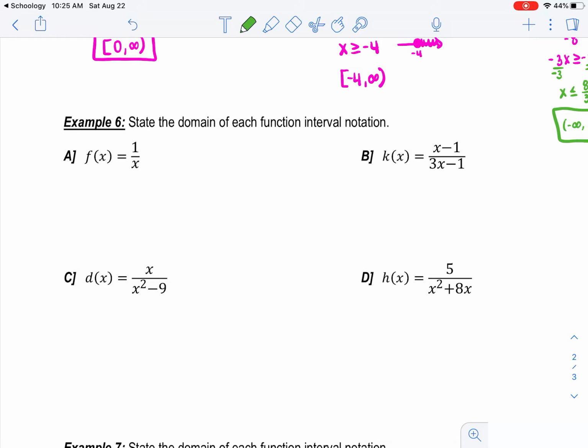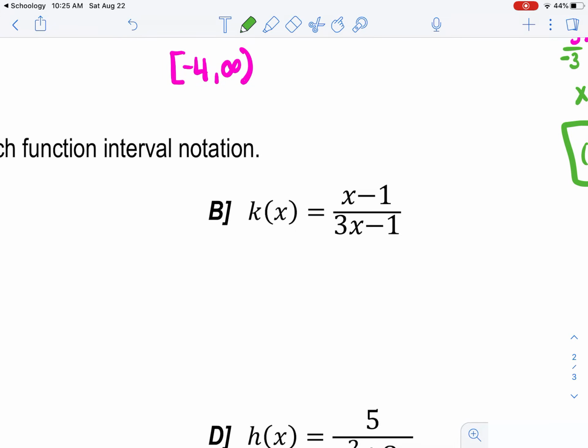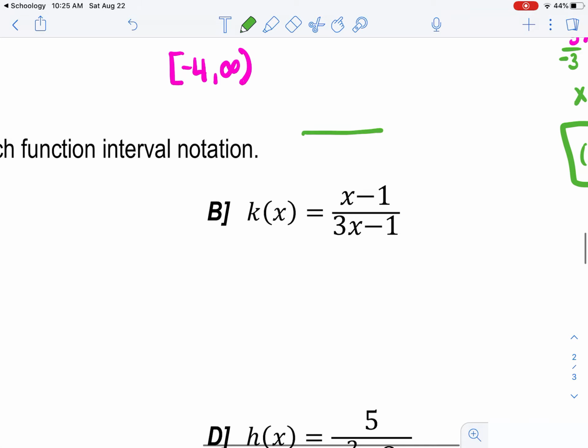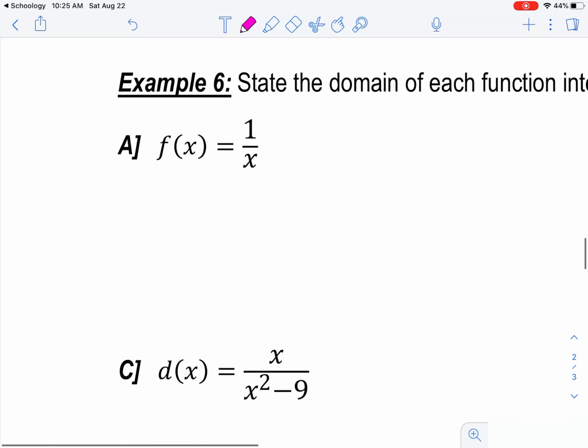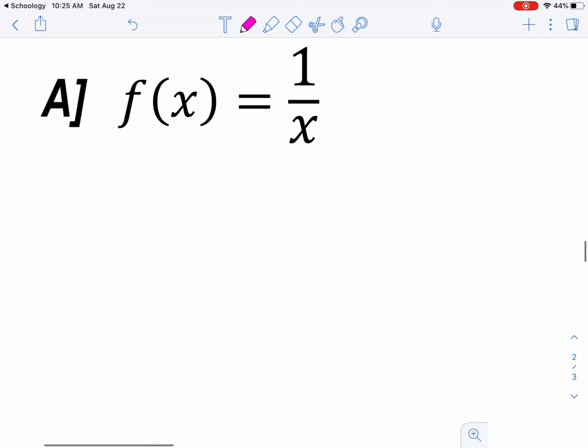We know denominators can't be 0, okay? So if you look at a function and there is a denominator, it doesn't matter what is in the numerator. If there's a denominator right here, the denominator can't be 0. Okay, the denominator can't be 0. So it's not that x can't be 0, it's that the denominator can't be 0. Okay, so I have a denominator, so there's a restriction. The denominator cannot be 0.